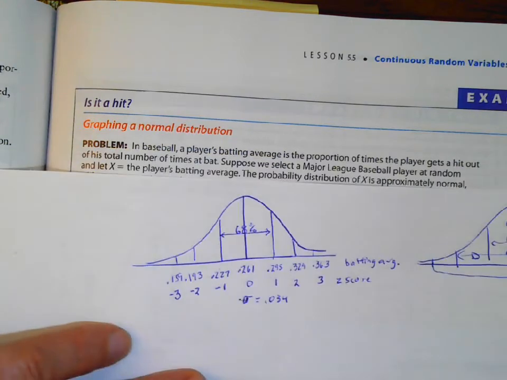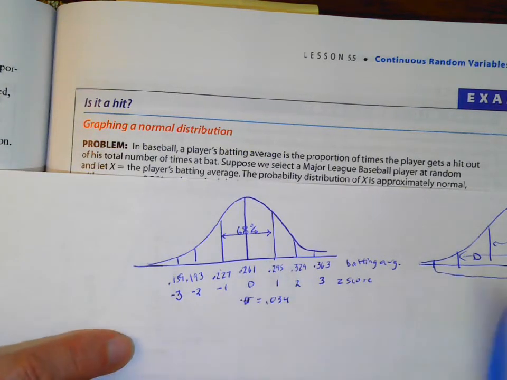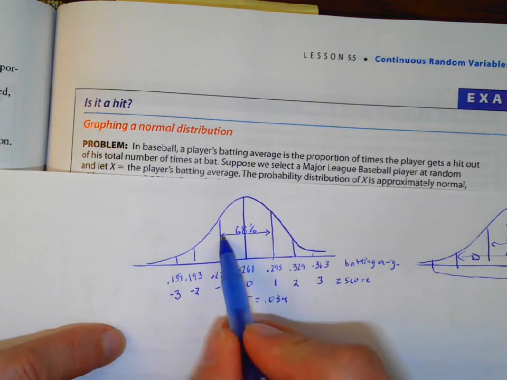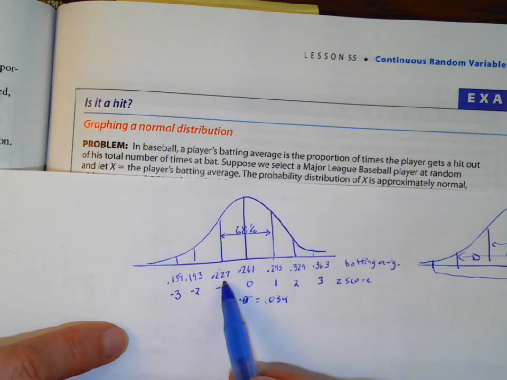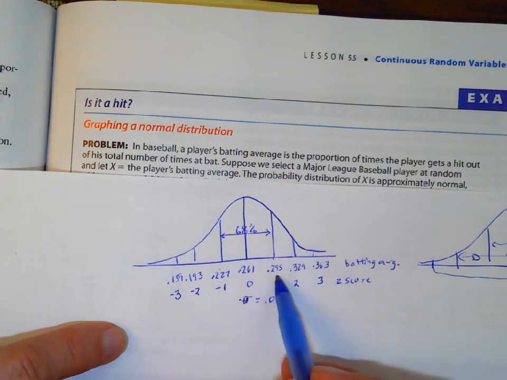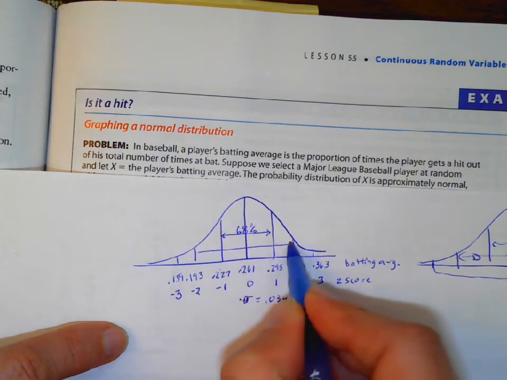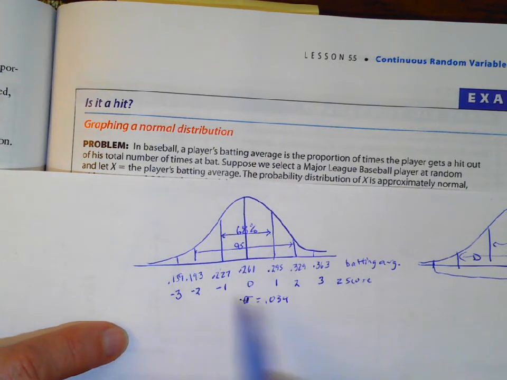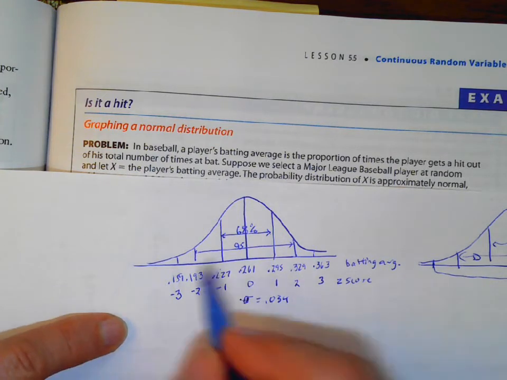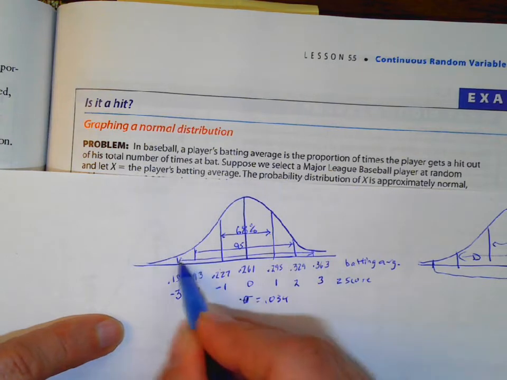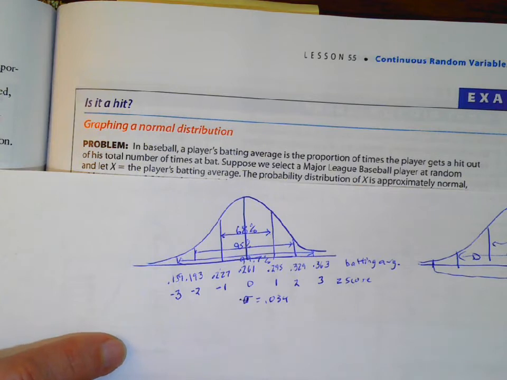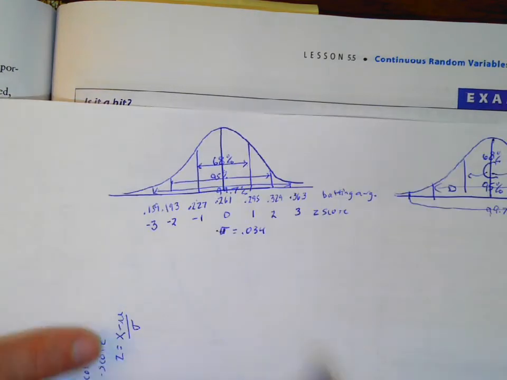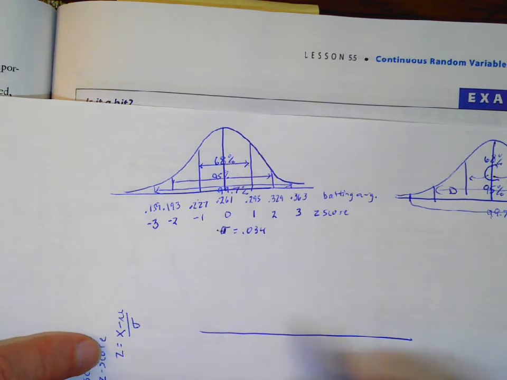So here, thinking about batting averages for baseball players, 68% of the people in Major League Baseball will hit between 227 and 295. 95% of the people hit between 193 and 329. And between these two, we have 99.7% of the people within there. Okay? So let's break this down according to each individual section.